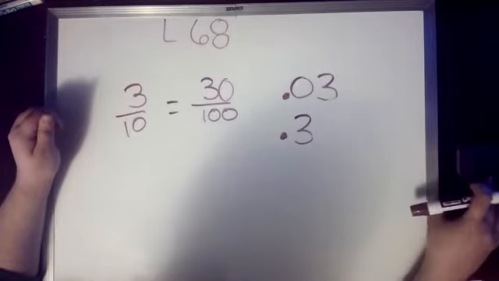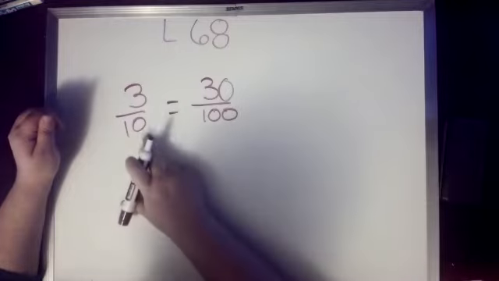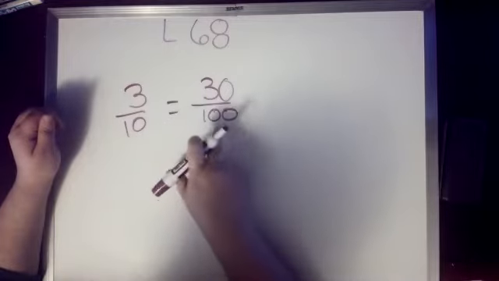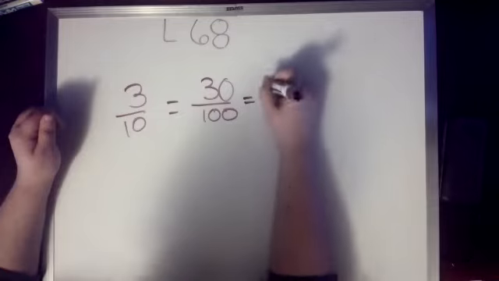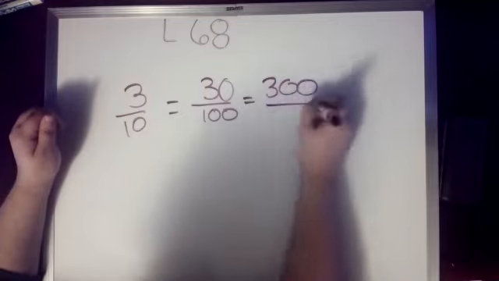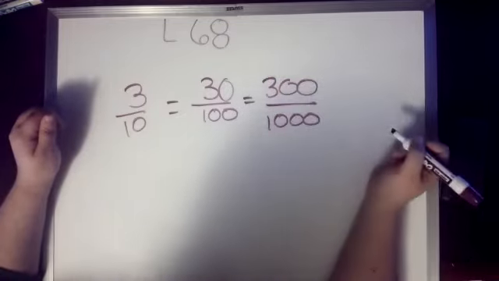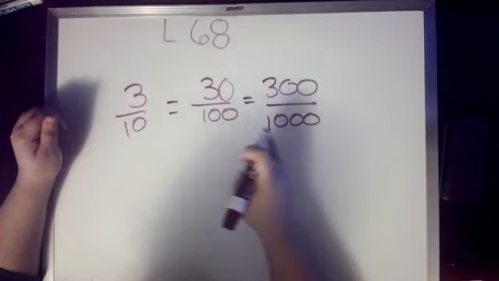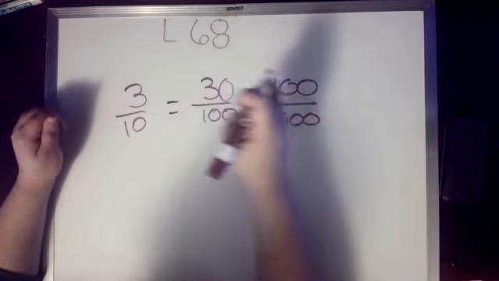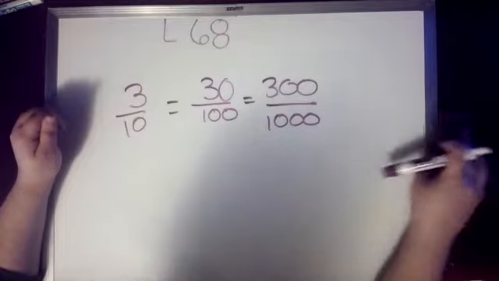Okay, and seeing as we're going into thousandths right now, 3 tenths is the same as 30 hundredths, which would be the same as 300 thousandths. Okay, if you notice, as the denominator adds a 0, the numerator adds a 0. Okay.